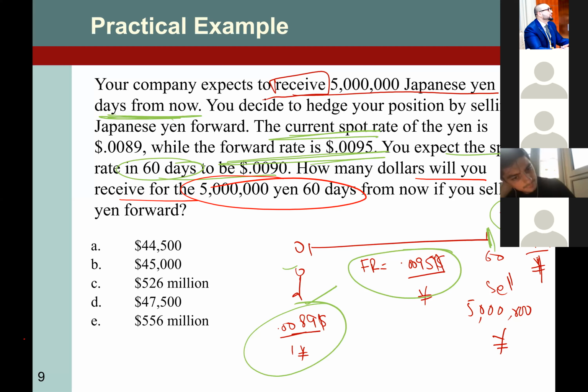You have to be here. When you receive this 5 million yen, you will be selling it after 60 days. Okay, does everyone understand the question, or should I repeat again? Because you will be seeing these kinds of questions a lot in coming lectures, also in our coming slides.